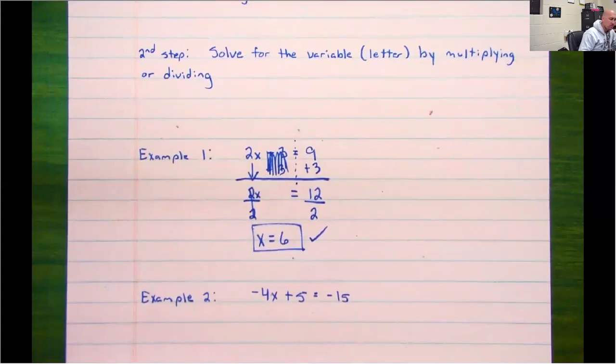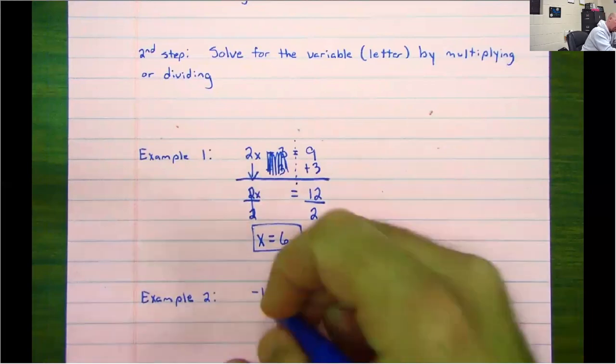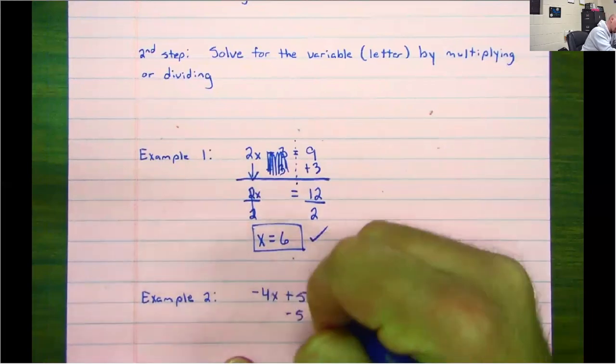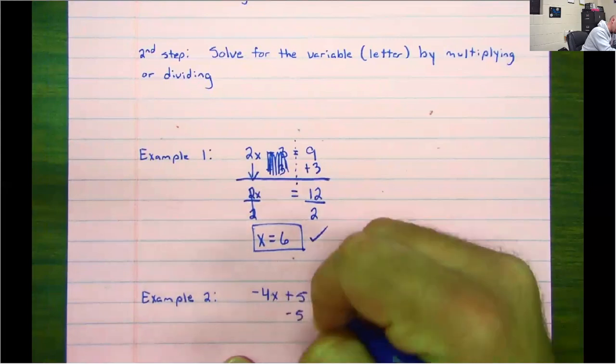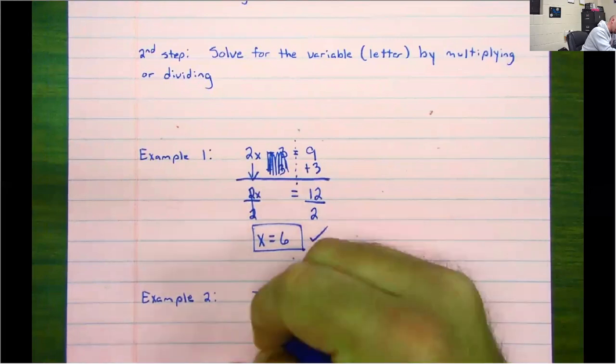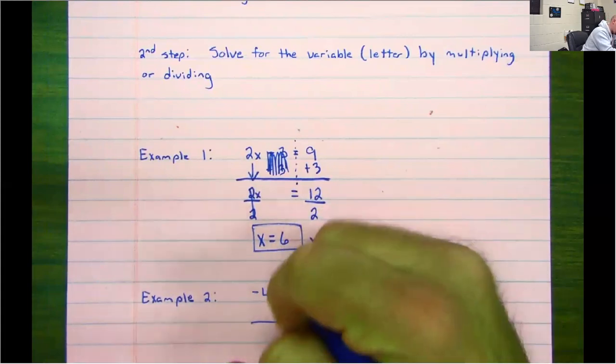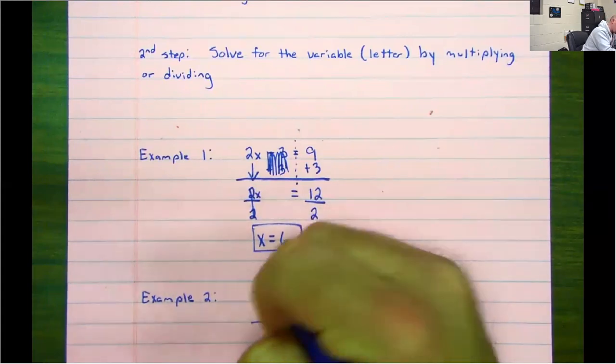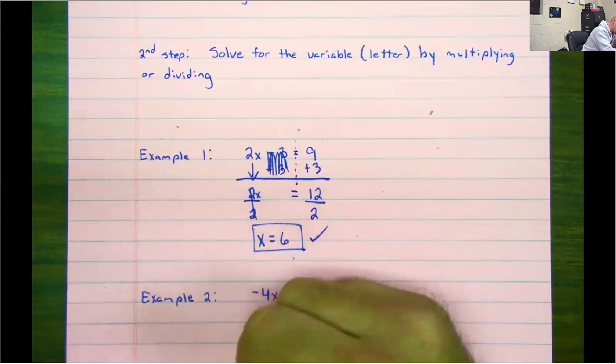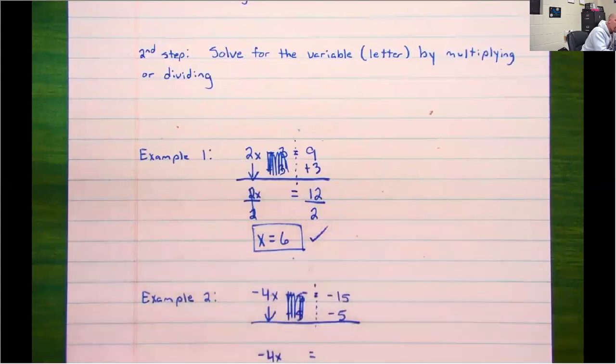What do you think the first step should be here? I'm trying to get the negative 4x by itself, but attached to it is this plus 5. What is the inverse of adding 5? We need to subtract 5 from both sides. 5 minus 5 zeroes out. It's gone. Bring down the negative 4x. Bring down the equal sign.